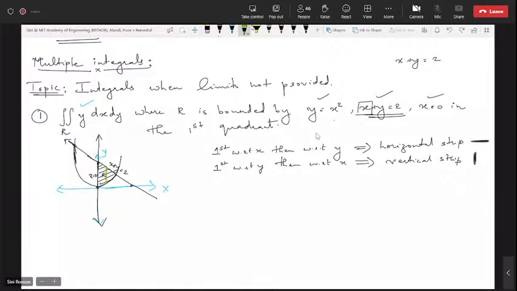If I make a vertical strip anywhere here, it starts from the parabola and goes out of the line x plus y equal to 2. So you can see nowhere in the region is the upper boundary changing, nowhere in the region is the lower boundary changing. So therefore, which order will be a good choice here? Vertical strip.